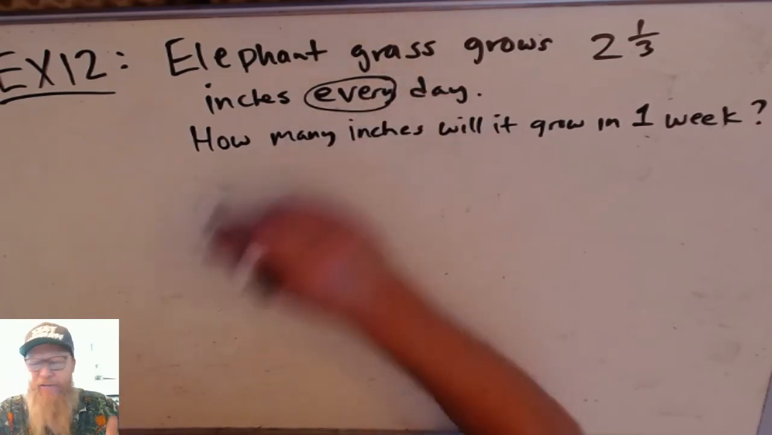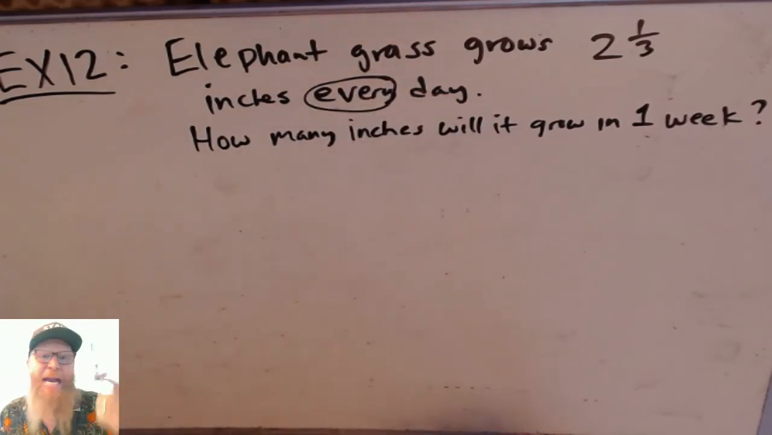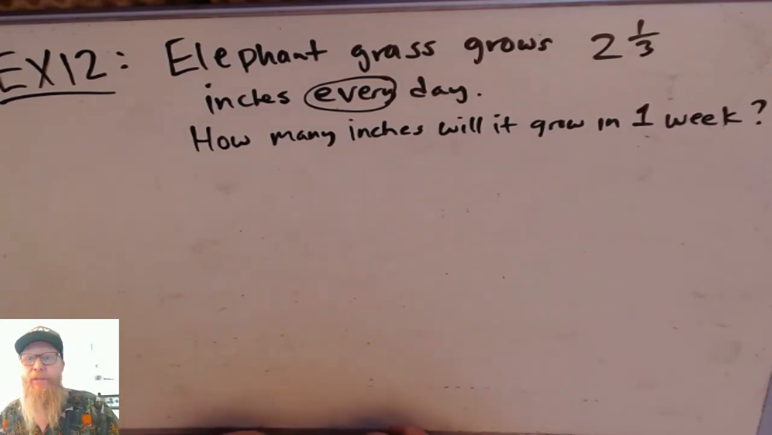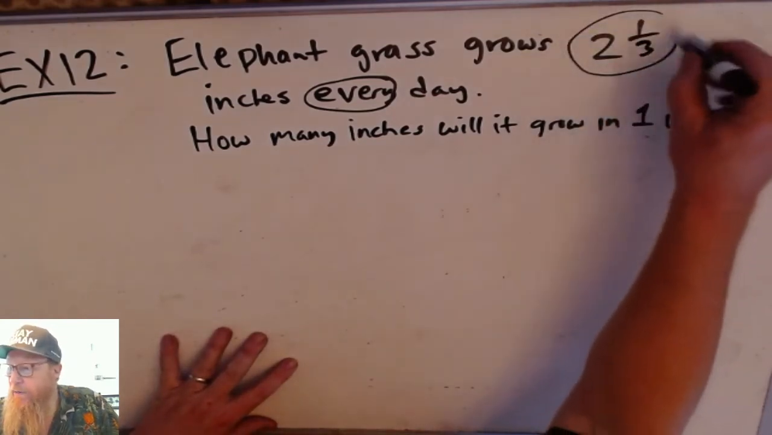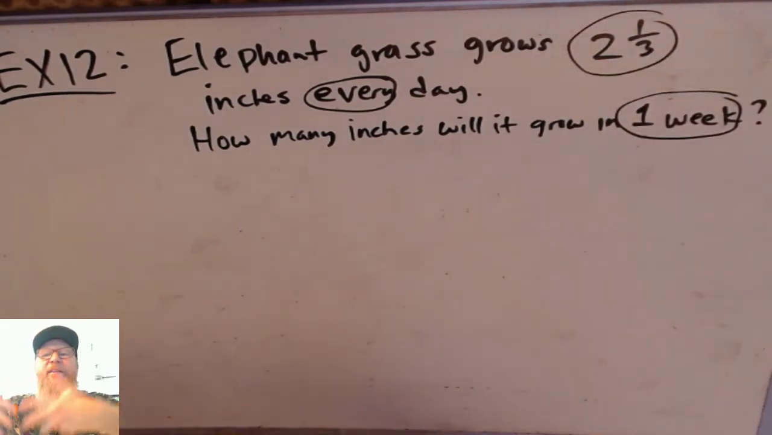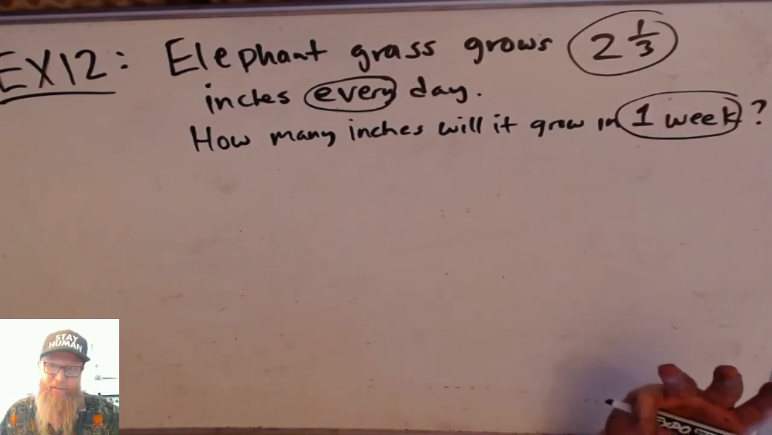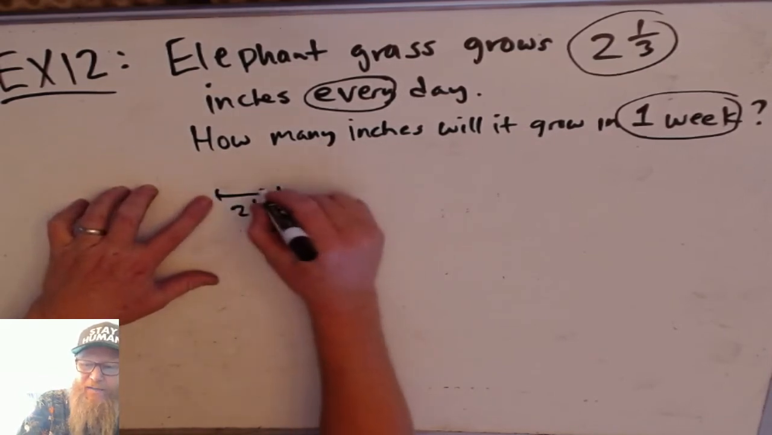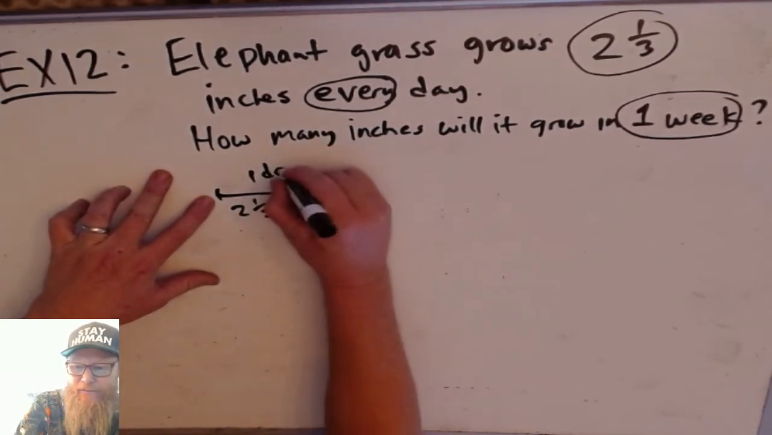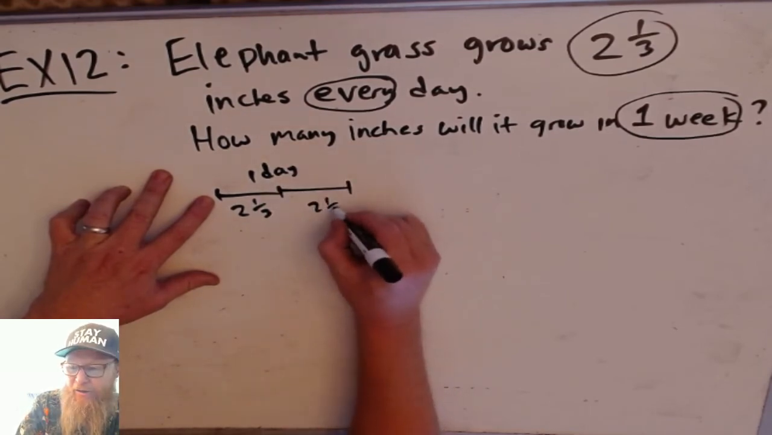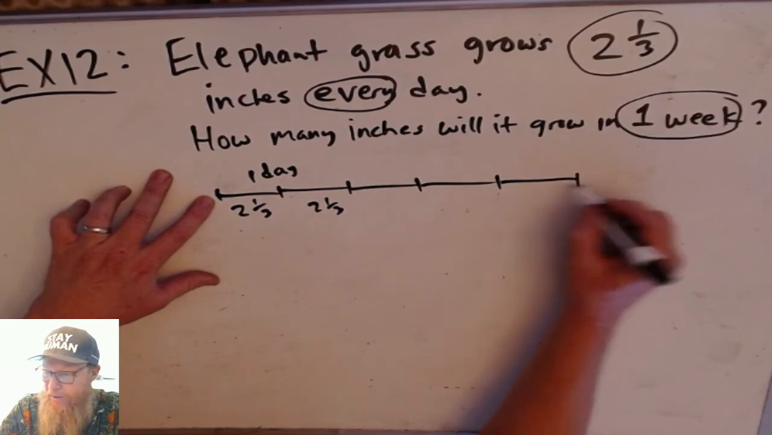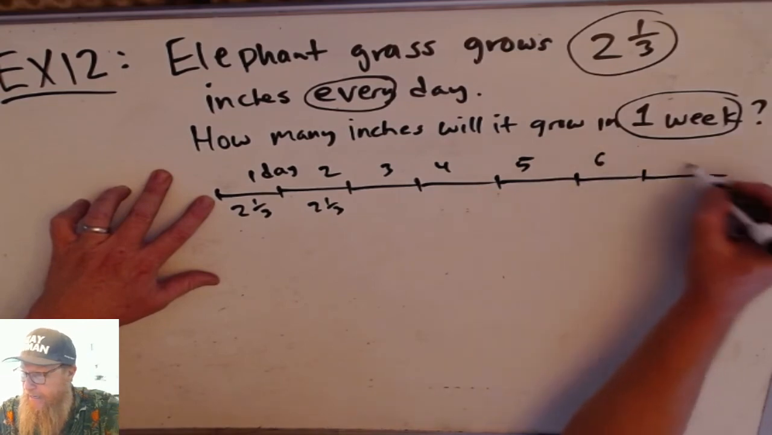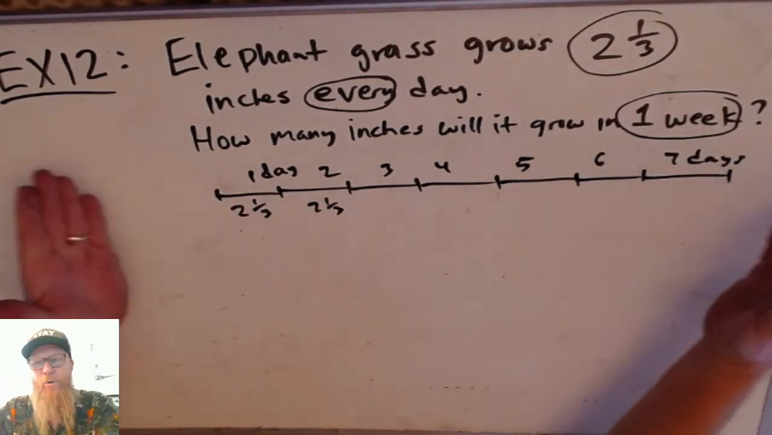I notice I say every day, but you could also say per day. You could say each day, or you could say a day. Those all mean the same thing. Yeah. So what are we doing here? We are finding the product. So think about it, right? You got 2 1/3 in 1 day. Then you got another 2 1/3, and another 2 1/3, and another 2 1/3, and another 2 1/3. 1 day, 2 days, 3 days, 4 days, 5 days, 6 days, 7 days, and that's 1 week.